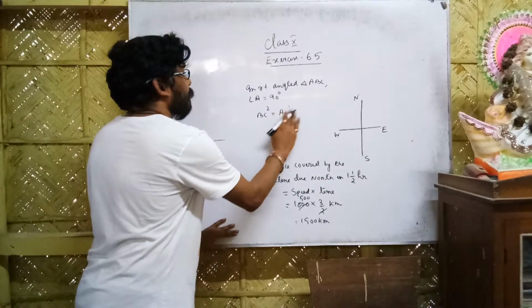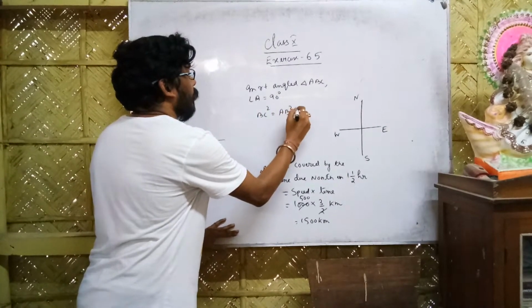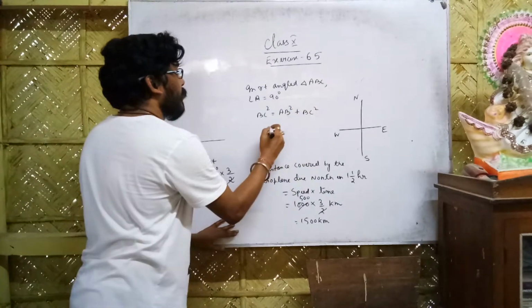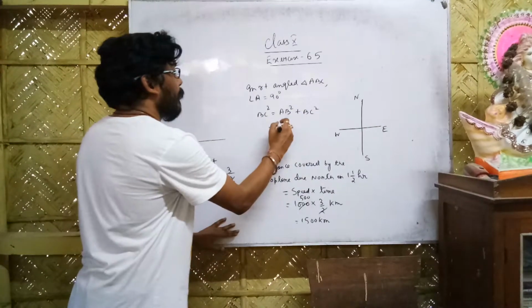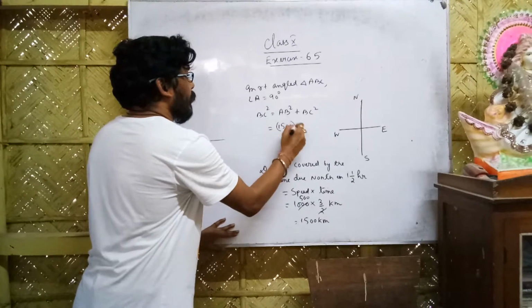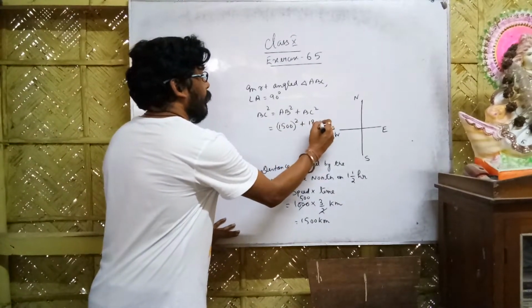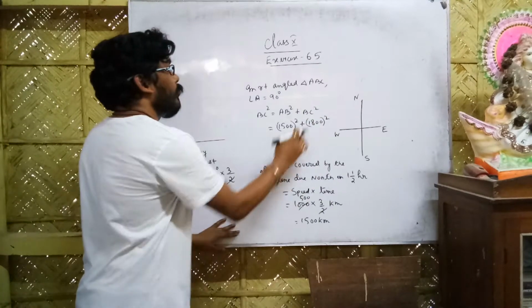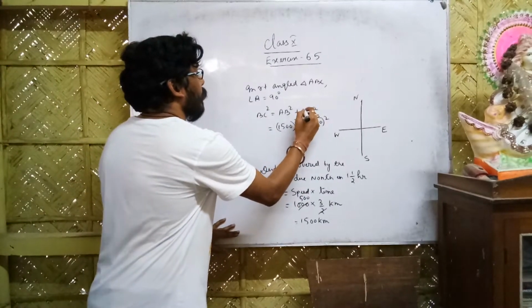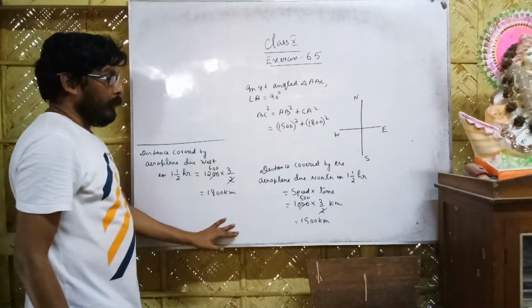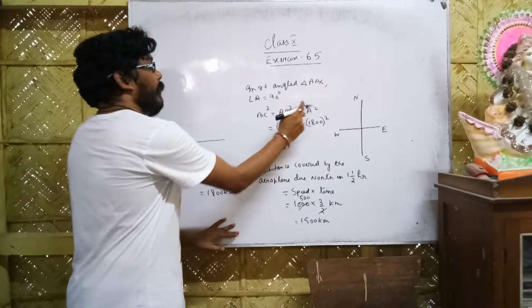AB square plus BC square. Your AB value is 1500, so it is 1500 square, and your BC value is 1800, so it is 1800 square. So not BC, it will be CA. Okay, BC square equal to AB square plus CA square.